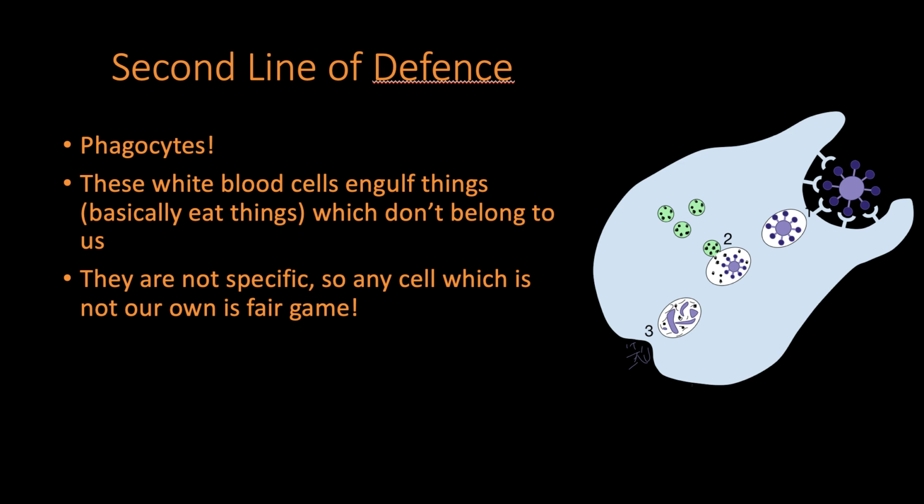Okay, but they're not specific. This is why we call them the second line of defense. They're not specific. They'll go around and they'll pretty much engulf anything which is not from us. So they won't go around and engulf our normal healthy cells. But if we take in anything else, so any other cell, and they find it, they'll just engulf it. And so everything is fair game in that sense.